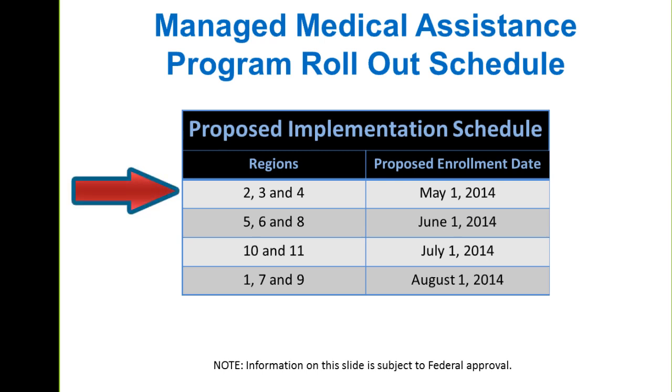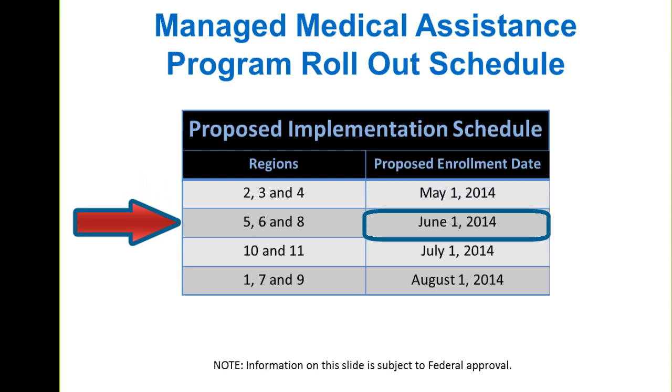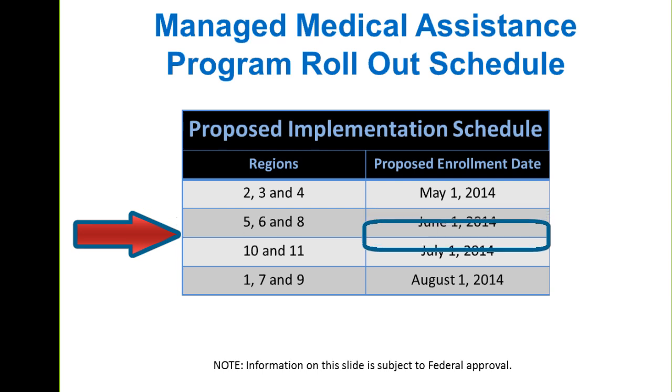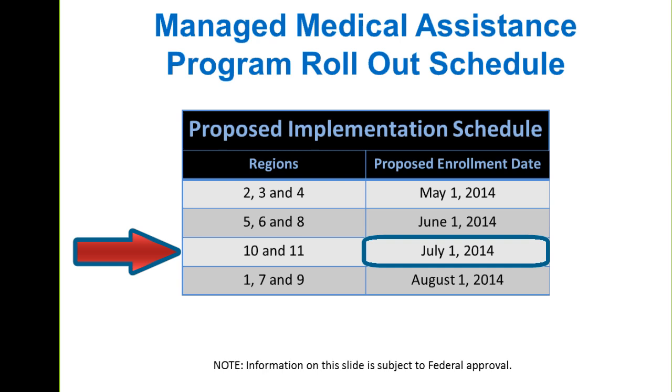The first regions to go live are 2, 3, and 4, and the first date of enrollment will be May 1st. Regions 2, 3, and 4 are the areas basically from Tallahassee to Jacksonville and down in Volusia County there. The next regions to go live will be areas 5, 6, and 8, and that is the Tampa-St. Pete area and Collier County along the west coast, and that will be June 1st, followed by regions 10 and 11, which are Broward and Dade counties, and Monroe, and that will be on July 1st.